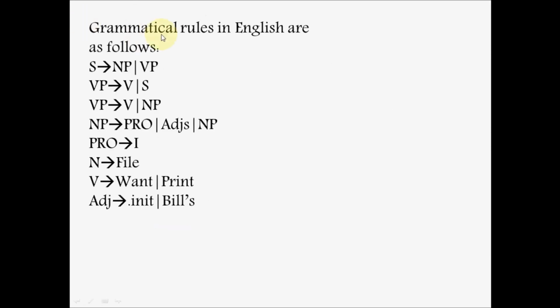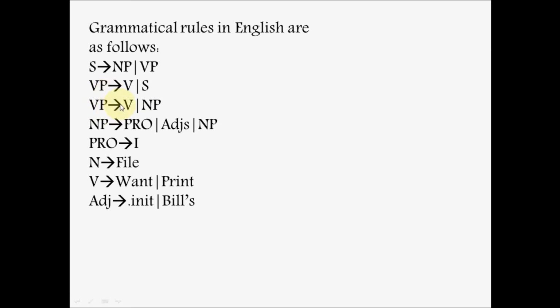Okay. Now grammatical rules in English, for instance, I have just taken the example of one sentence: I want to print bills.init file. With respect to it, this representation is called the Backus-Naur representation. So grammatical rules in English are as follows: a sentence can be a noun phrase or a verb phrase. Any sentence can be either a noun phrase or a verb phrase. Then a verb phrase can be a single verb or it can be a sentence.